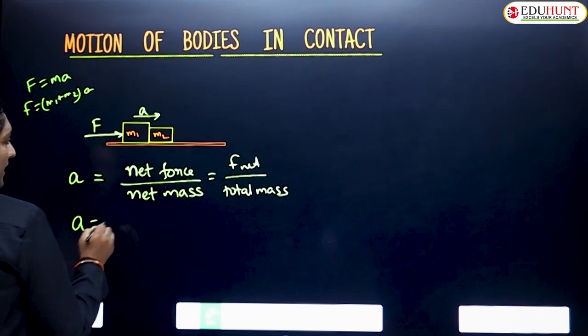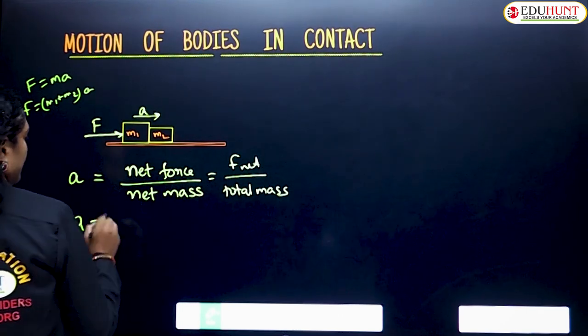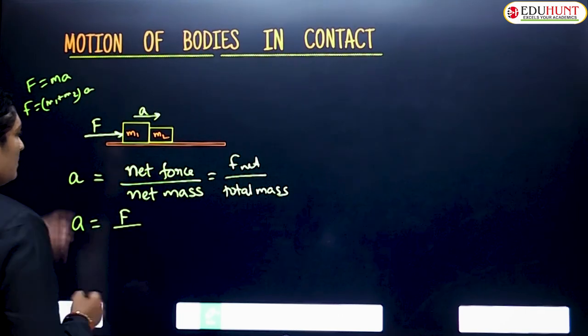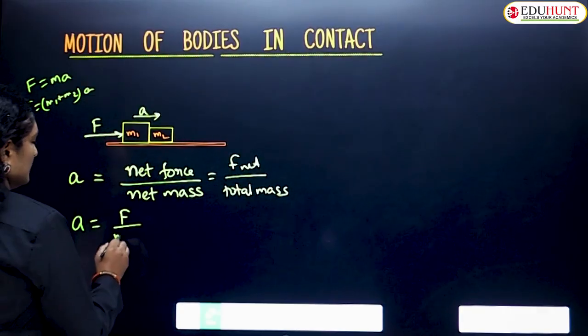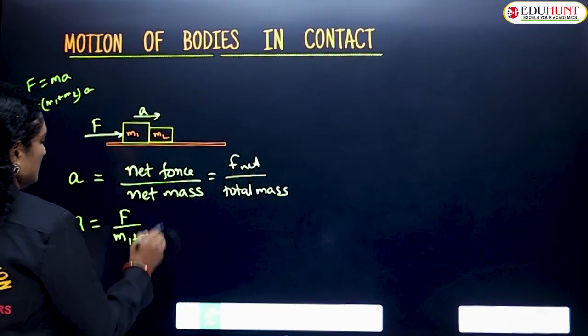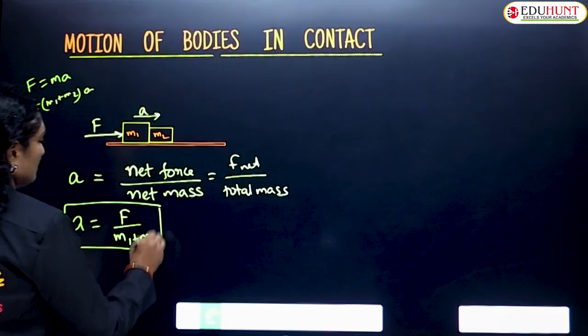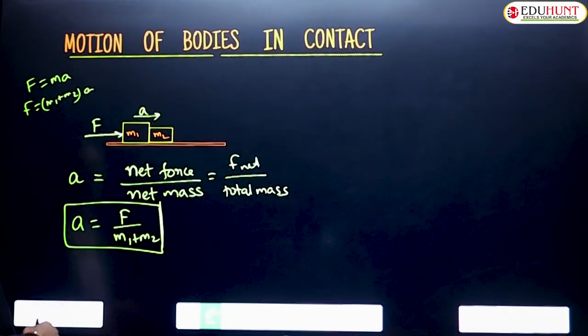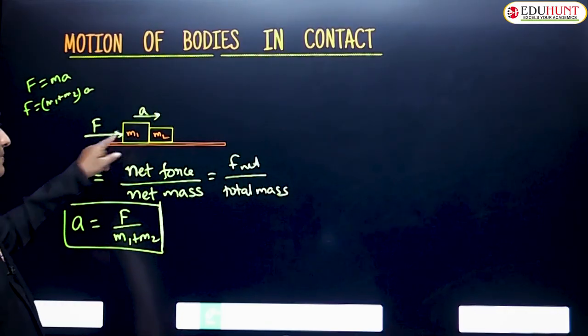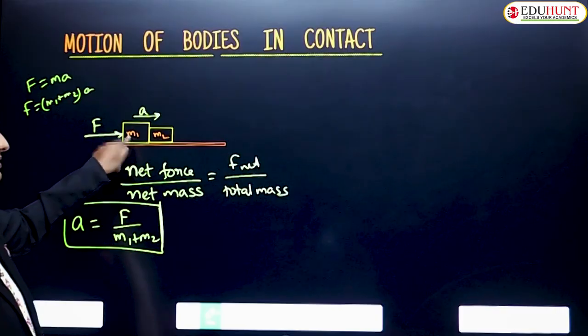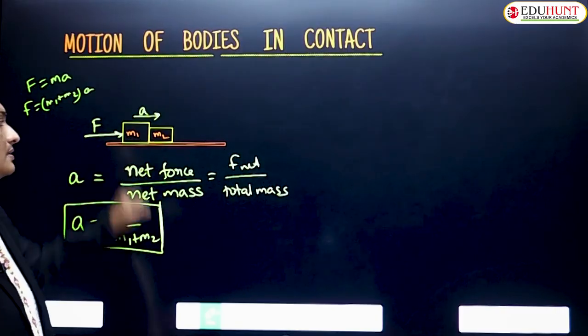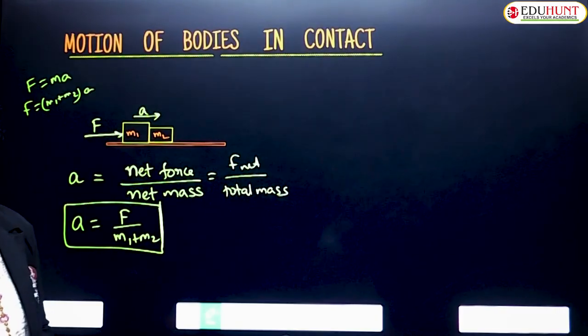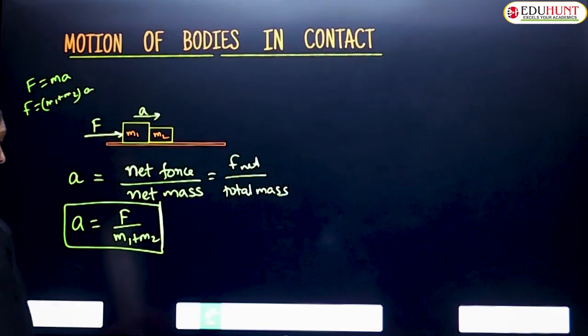Hence the value of A is found to be, what is the F net acting, children? This is F upon the total mass, here M1 plus M2. Hence the acceleration produced in each block is found to be F by M1 plus M2. M1 moves with an acceleration of F by M1 plus M2. The second body M2 also moves with an acceleration of F by M1 plus M2.